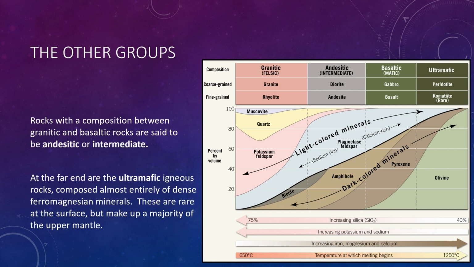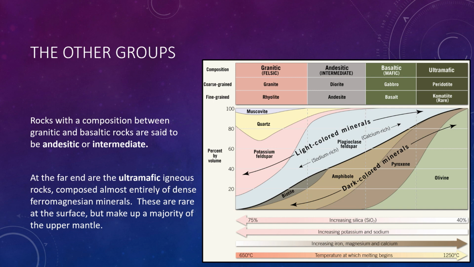Rocks with a composition between granitic and basaltic are said to have an andesitic composition or intermediate composition, after the common volcanic rock andesite. Intermediate rocks contain at least 25% dark silicate minerals, mainly amphibole, pyroxene, and biotite mica, with the other dominant minerals being plagioclase feldspar. This important category of igneous rock is associated with volcanic activity that is typically confined to the seaward margins of the continents and on volcanic island arcs such as the Aleutian Chain off the coast of Alaska.